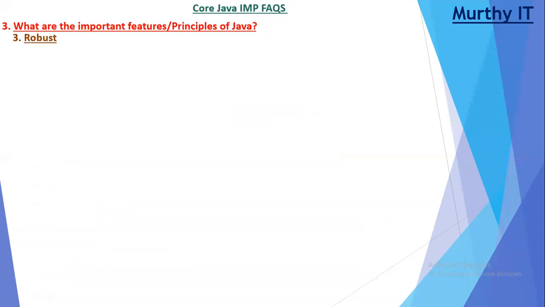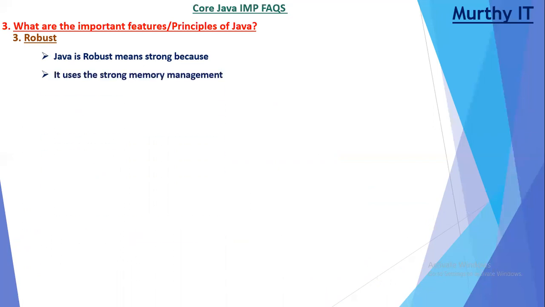So next, robust. Why is Java robust? Robust means, first of all, it is strong. Java has strong memory management.